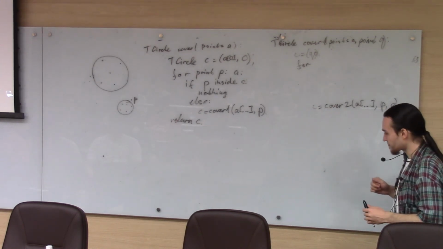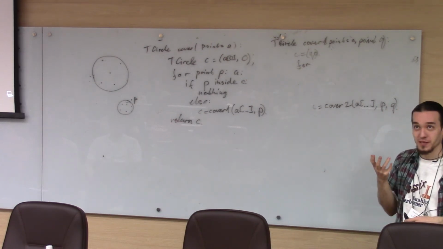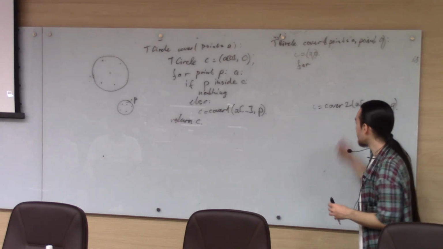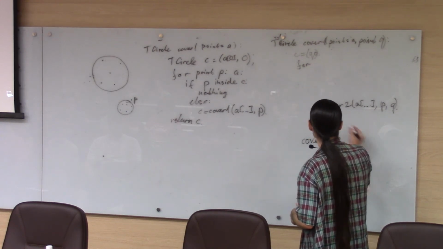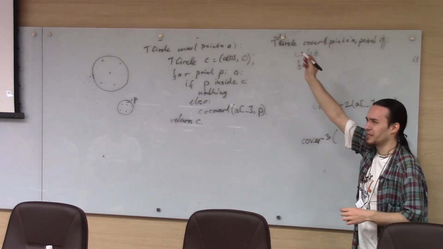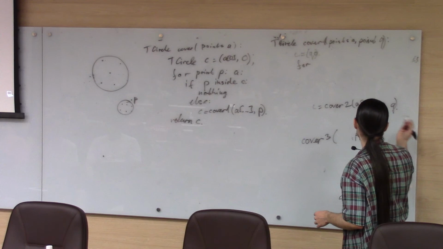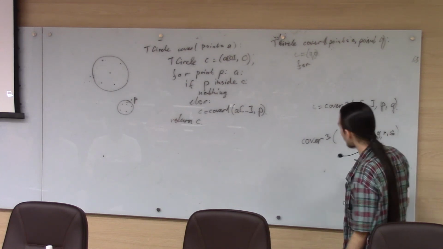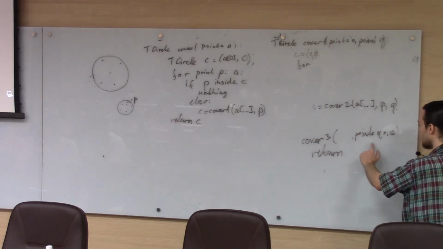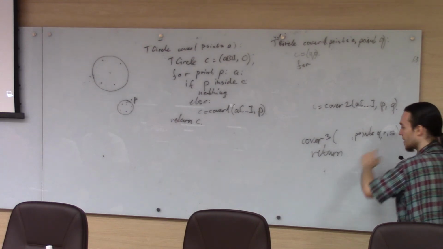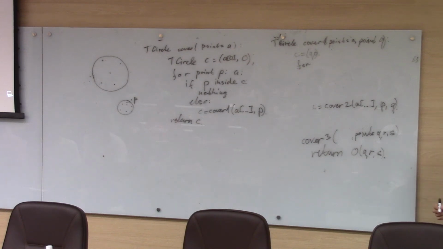But in fact, if we have 3 points on the boundary of the circle, we know the circle, right? Because we can construct it. So the function cover3 finally does something. It has some points that it does not even care about, and also points like Q, R and S. What it does is return the circumcircle of this triangle, the circle of Q, R, and S. And that's how it goes.